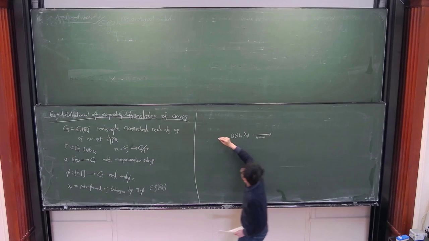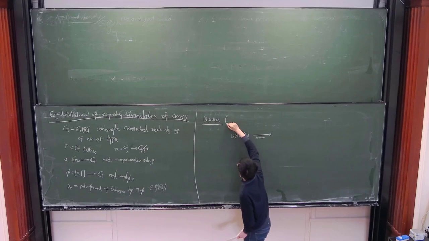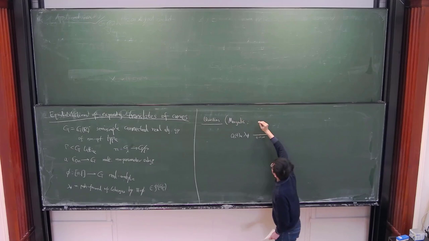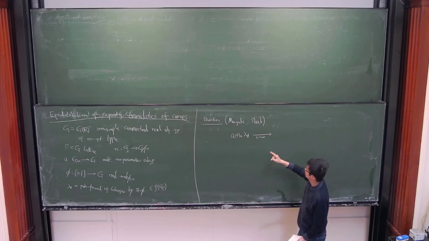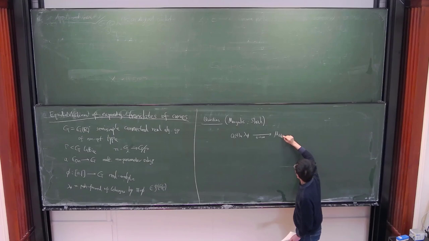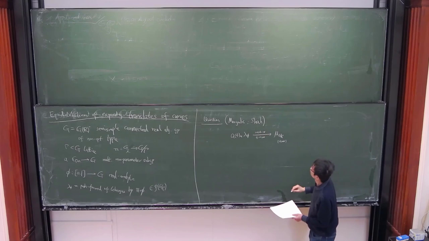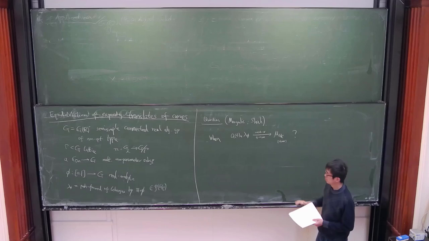So the question, in a more general form by Margulis and in a more specific form by Shah, is: when does this equidistribute? This is the Haar measure. We want to put some condition on the curve such that the equidistribution holds.